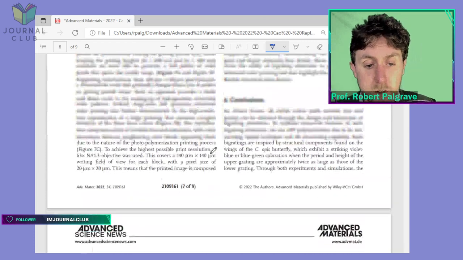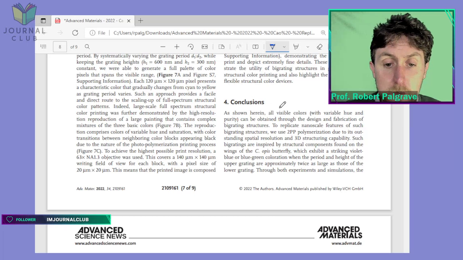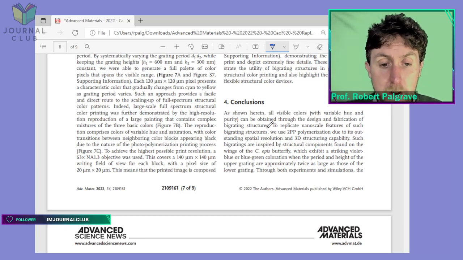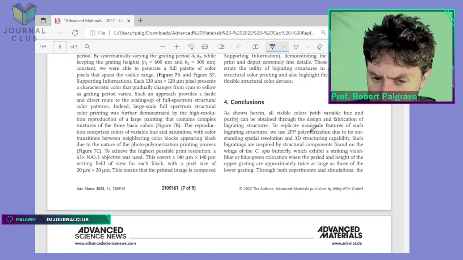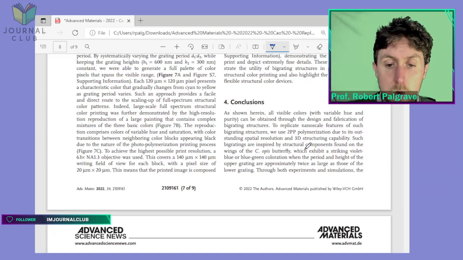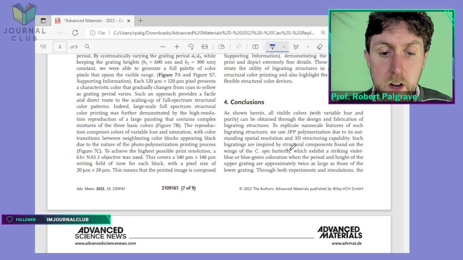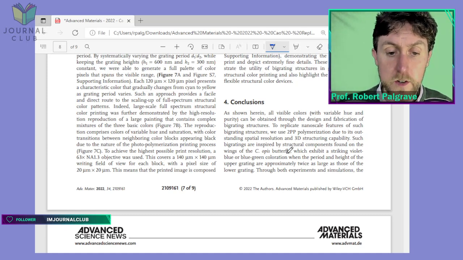Okay, so let's have a look at the conclusions. So as shown herein, all visible colors can be obtained through the design and fabrication of bigrating structures. To replicate nanoscale features of such bigrating structures, we use two-photon polymerization due to outstanding spatial resolution and 3D structuring capability. Such bigratings are inspired by structural components found on the wings of the sea opis butterfly, which exhibits striking violet blue or violet or blue-green coloration when the period and height of the upper grating are approximately twice as large as those of the lower grating.